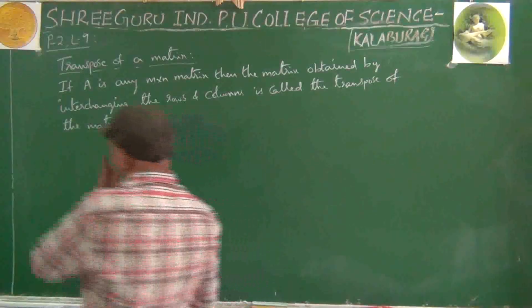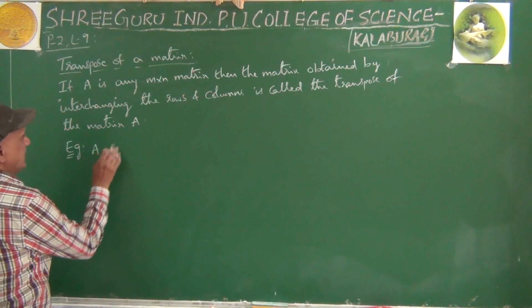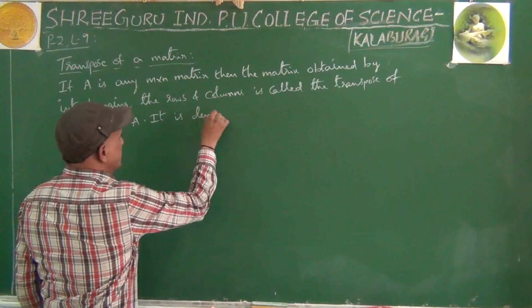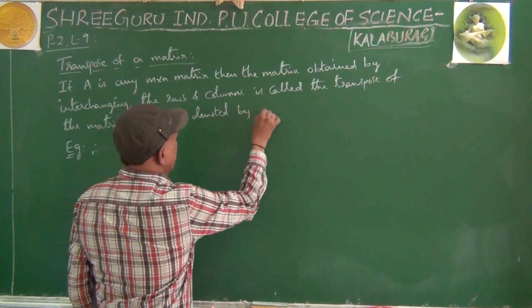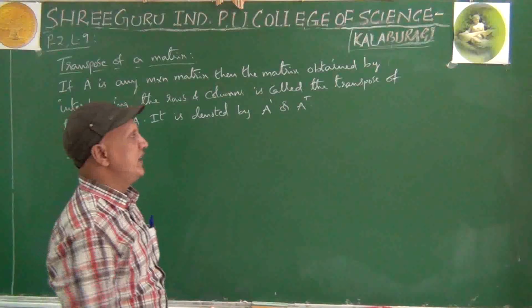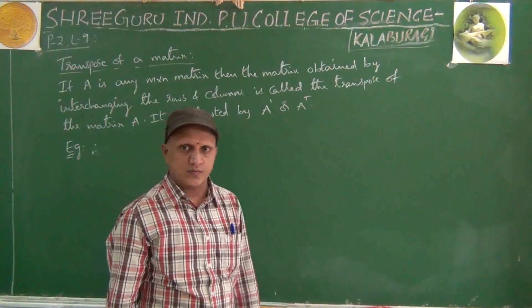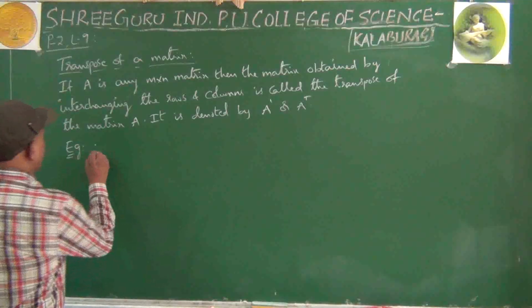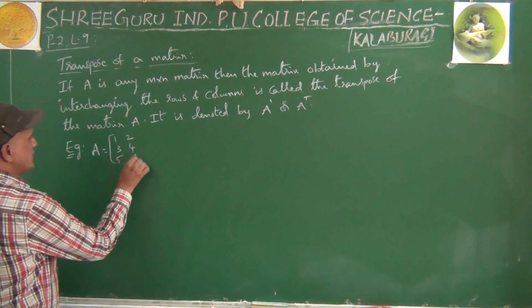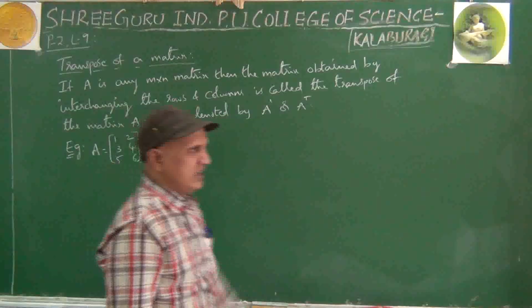Right? For example, very simple. Capital A, and it is denoted by A dash or A transpose. Don't read it as A power 1 or A power T. A dash, A transpose, both are correct. Example, A equals 1, 2, 3, 4, 5, 6. Then A dash equals, how to get A dash? Read the definition, then you can understand.